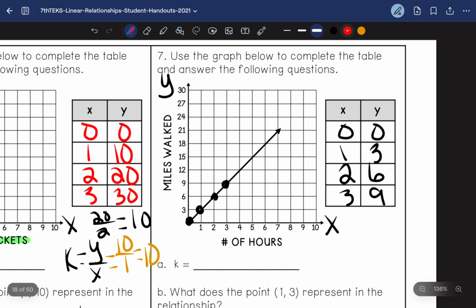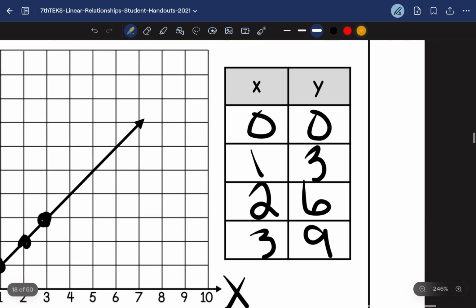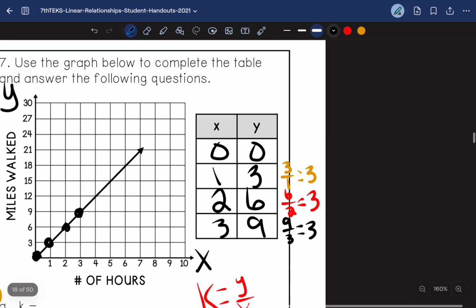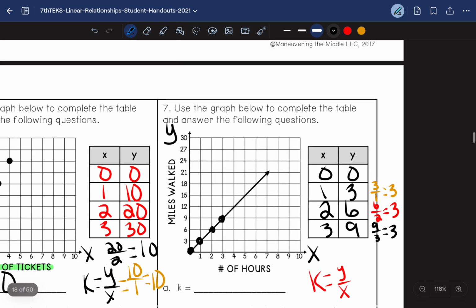So now we have to find our constant of proportionality, or k. K equals y over x. So let's zoom in a little bit at this table. We're going to set up our ratios. The first one would be 3 over 1, which equals 3 if we were to divide. Another ratio is 6 over 2, which equals 3. And our last ratio would be 9 over 3, which is 3. So it's safe to say that our constant of proportionality is 3.